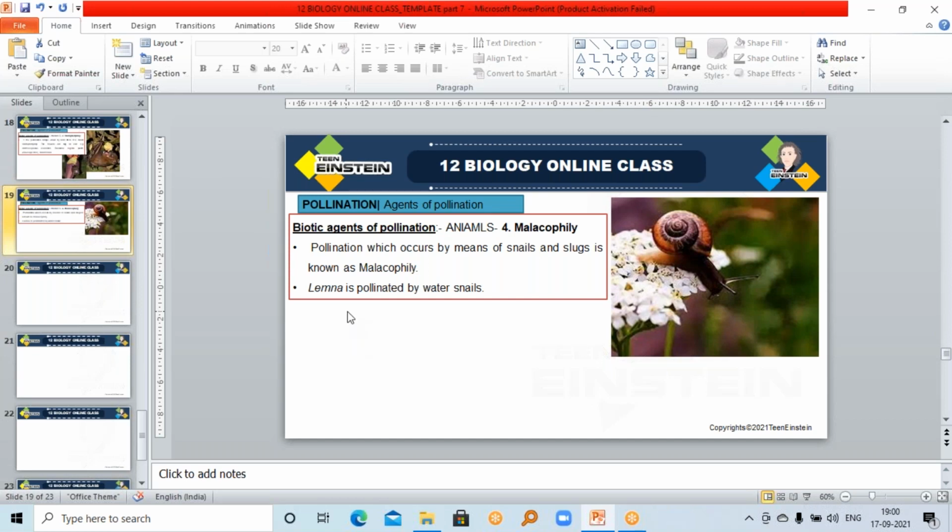Lemna plant is pollinated by water snails. Note down, that is an important question. Several times they asked it in the NEET exam. Lemna is pollinated by water snails. Okay. So these are the pollinating agents. We have learned about abiotic and biotic agents of pollination. Is it clear? Any doubts from this?